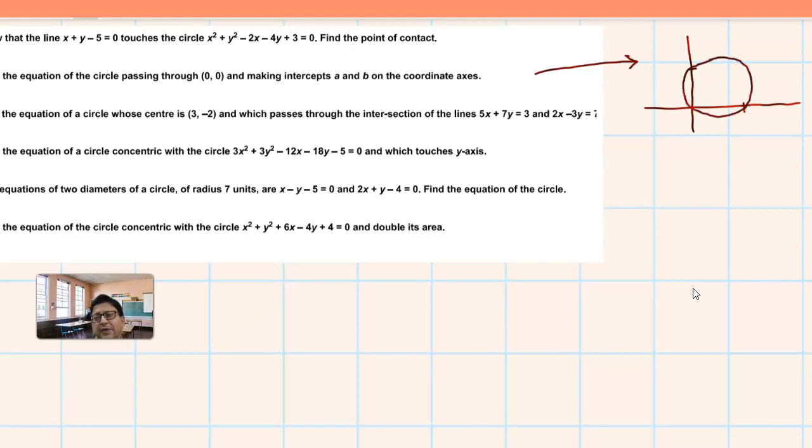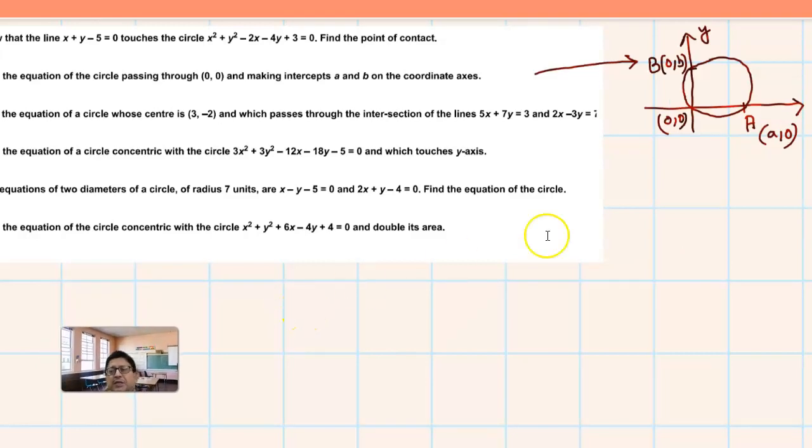The circle is going to be of this form, where it passes through the origin. The length of the intercept on the x-axis is a, so this point is going to be (a, 0), and this point is going to be (0, b). Okay, so the equation of the circle can be determined, because I told you that to find the equation of a circle we need three conditions. Those three conditions we can see here, those 3 points: (0, 0), (a, 0) and (0, b).